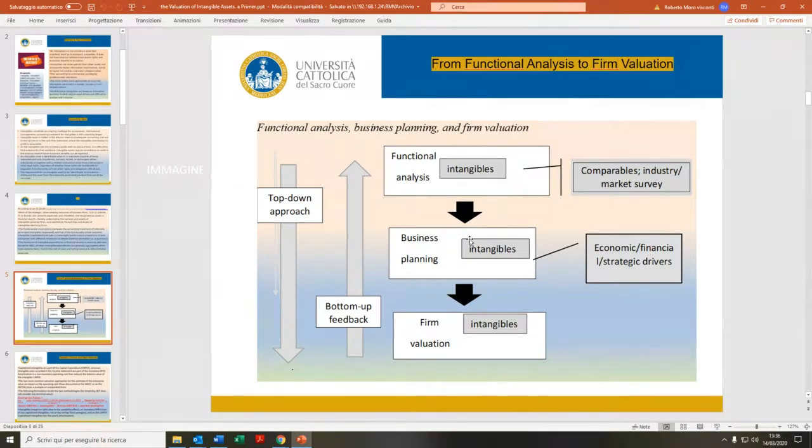So the functional analysis is going to explain how the business plan works. And eventually, we use business planning metrics with economic and financial strategic drivers to assess the value of the firm that includes the intangibles. From the firm, we can have bottom-up feedbacks, and from functional analysis to business planning and eventually to firm valuation, we can have a top-down approach.